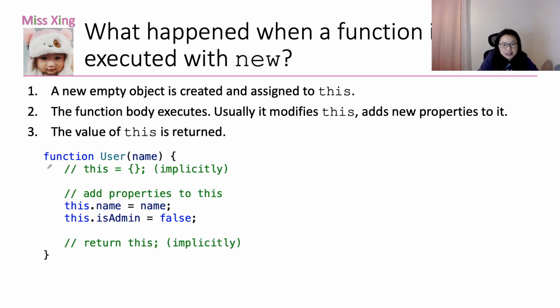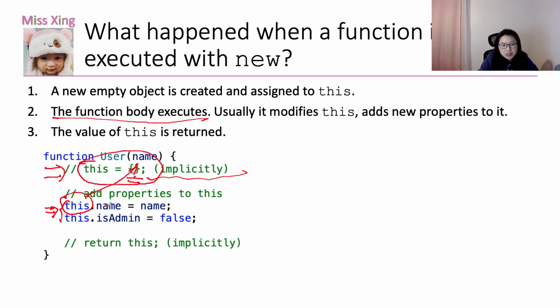So implicitly, the first line of the code, you can think of it like this one, which is the this keyword, it's going to become an empty object. This is the first step, which is done implicitly. Afterwards the function body executes, and it's going to modify this to add new properties to it, because the this keyword is now referring to this empty object.